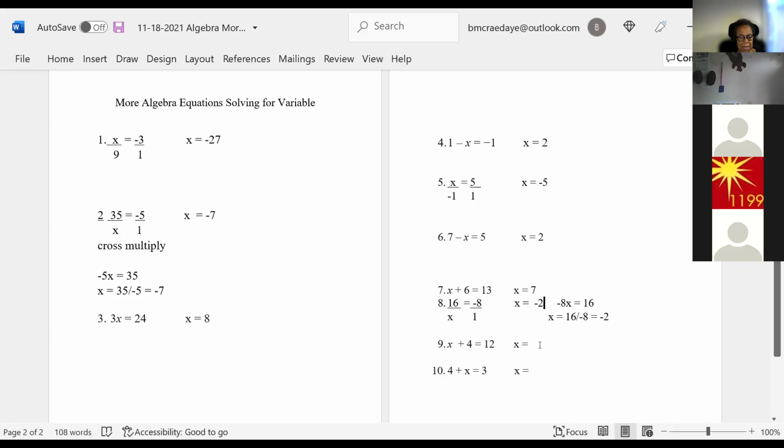Okay, Maureen, number 9. What number do you add to 4 to get 12? 8, that's right. What number do you add to 4 to get 3? 1? 4 plus 1 is 5. 5 plus 4 is 9. Oh, the other way around.